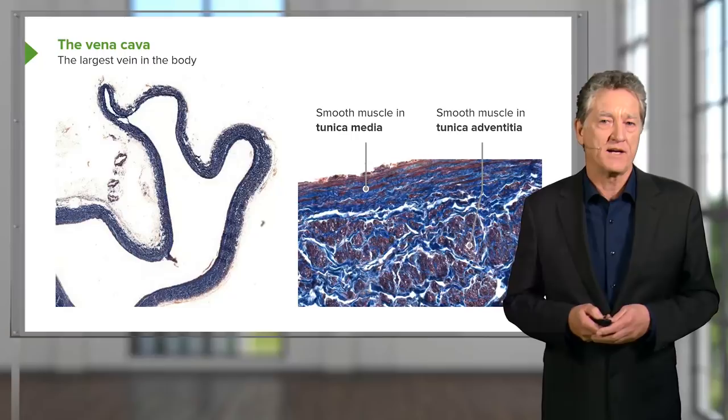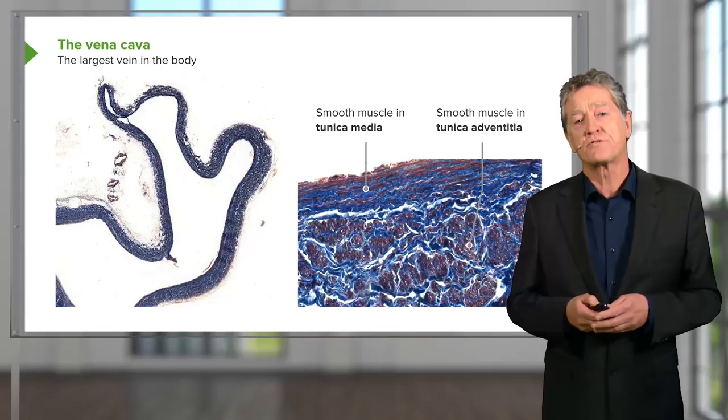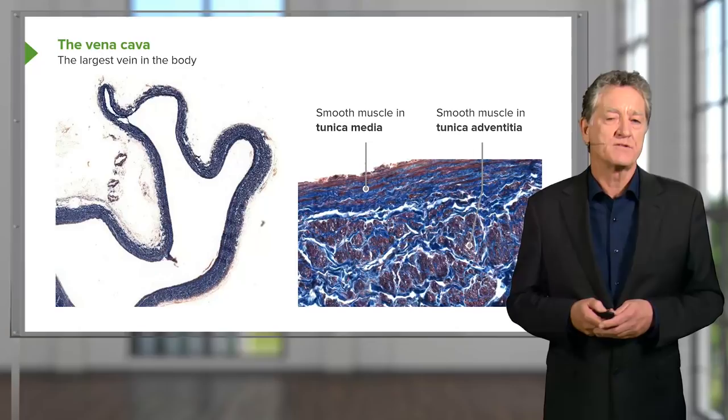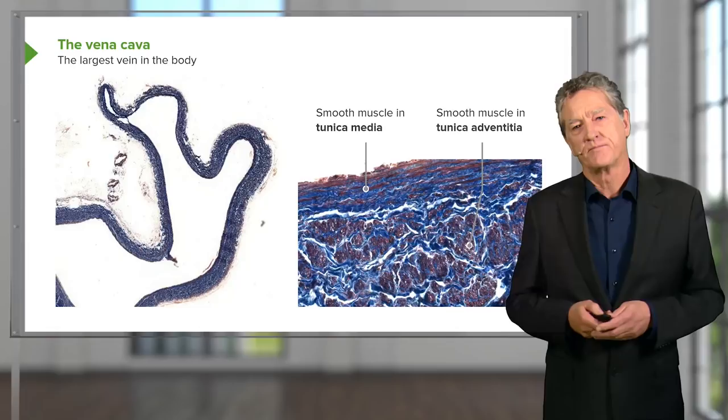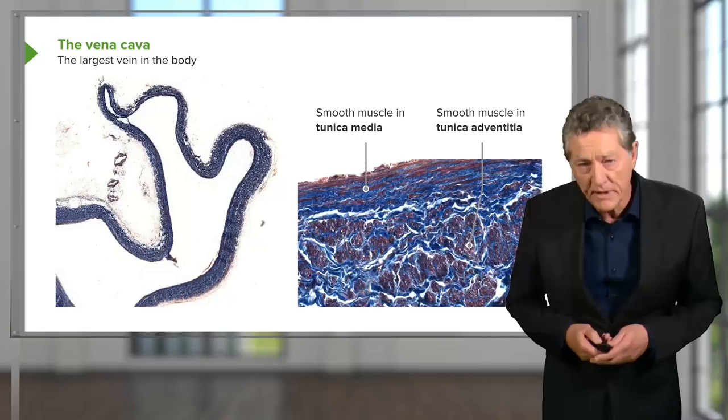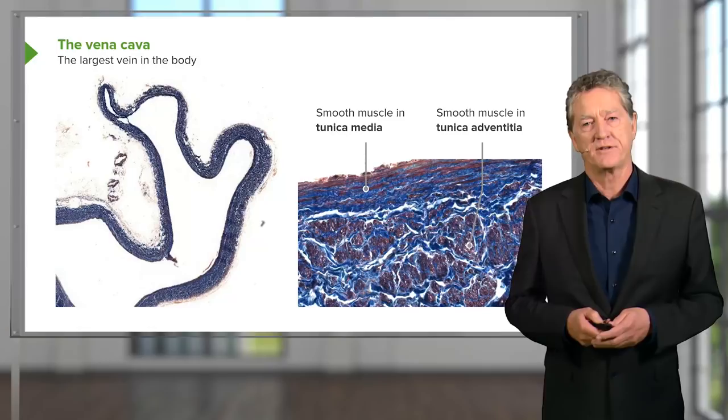And that smooth muscle in the tunica adventitia helps the vena cava elongate or shorten depending on the postural position of the individual, because the vena cavas lie up against the posterior wall of the body. So that's a very important feature of the vena cava, to have the ability to elongate and shorten when we bend or change our posture. It's a characteristic feature of the vena cava.